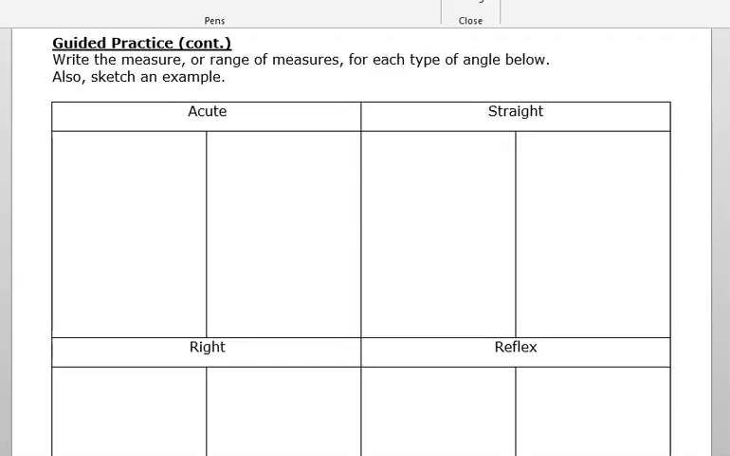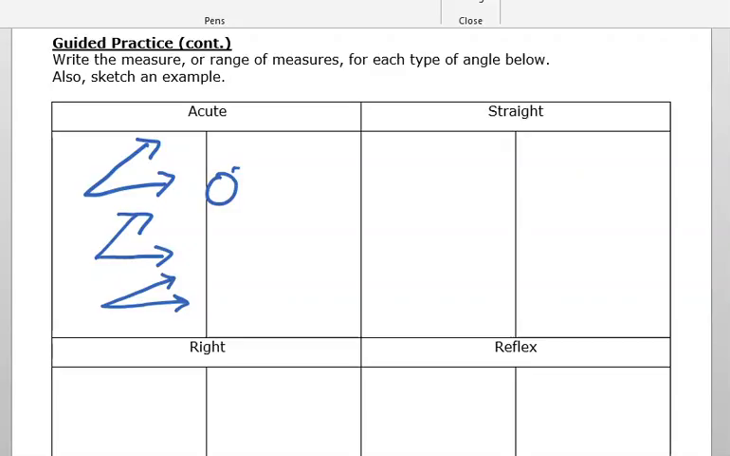So if I have an angle that kind of looks like this, or one even a little bit less than 90 degrees, or a very tiny angle, the way that we would notate this is I would say 0 degrees is less than X, is less than 90 degrees, and that's kind of the fancy way of saying that an acute angle is between 0 degrees and 90 degrees.